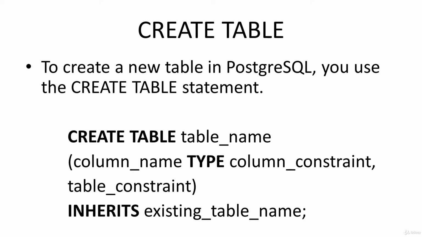You'll have create table, then your table name, and then in parentheses you'll say the column name, then the type, you'll have a column constraint, comma, and then some sort of table constraint. And then you can also inherit from an existing table, meaning you inherit properties from an existing table, and we'll discuss this as we show you examples later on. But let's go ahead and break this down just a little more line by line.